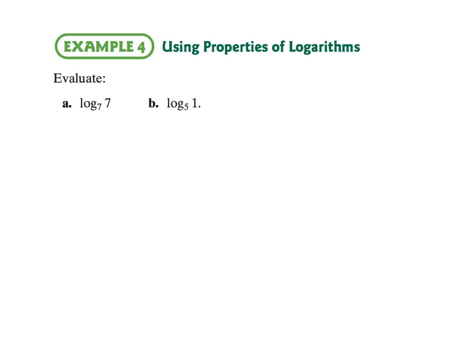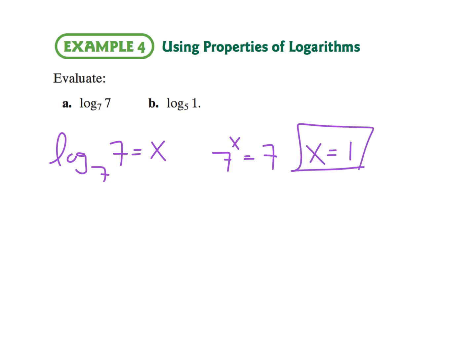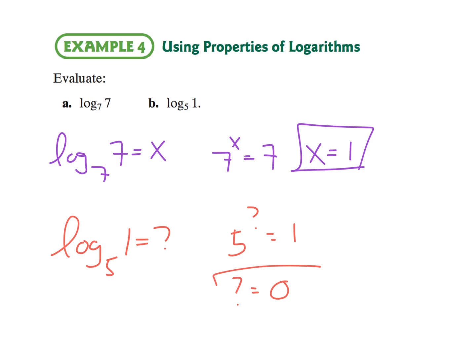So what I'd like you to do is very quickly evaluate log base 7 of 7. So log base 7 of 7 is equal to x. So 7 to the x power is equal to 7. Oh look, x must be equal to 1. And then for the second one, log base 5 of 1 is equal to question mark. So 5 to the question mark is equal to 1. Well, anything to the 0 power is 1, so the question mark must be 0. So that's very quick and simple.